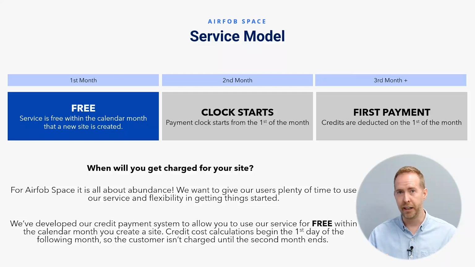The next month, the first day of the next month, the clock starts ticking and we start to calculate how many credits you'll need for that month. So if you have 5 or fewer readers and 500 or fewer users, you'll need just 5 credits for that month. Those credits will be deducted on the first day of the following month. So like I said, you don't need any credits initially to set up a new site.